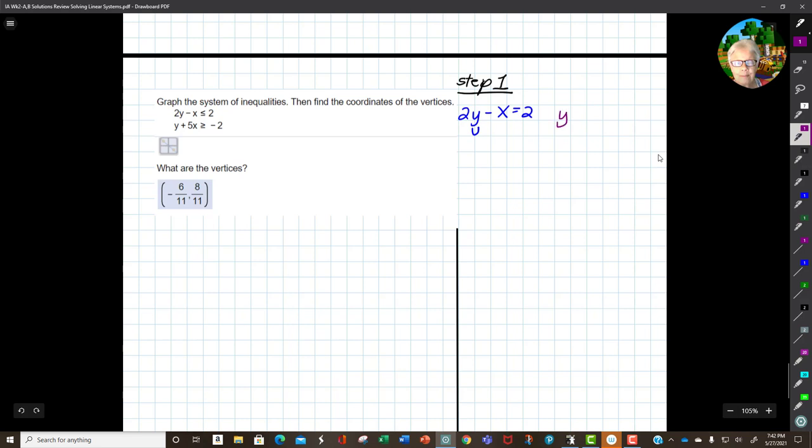Y plus 5x equals negative 2. Equals means you're just going to graph the lines. You make an x and a y table and find yourself 2 points, just like back when you were learning to graph.